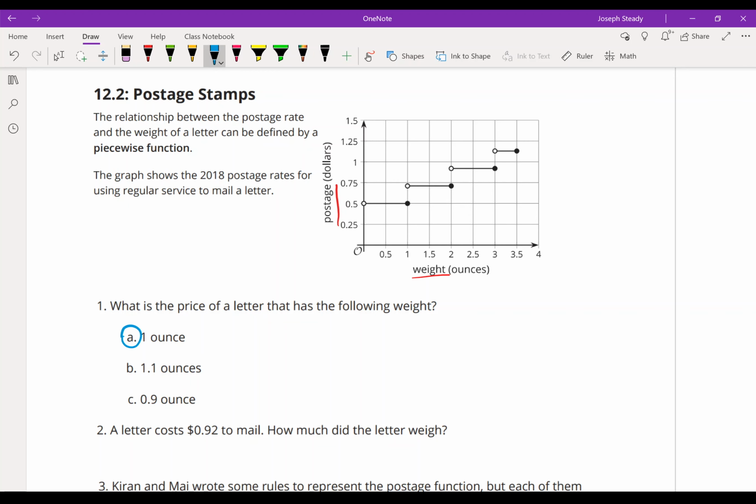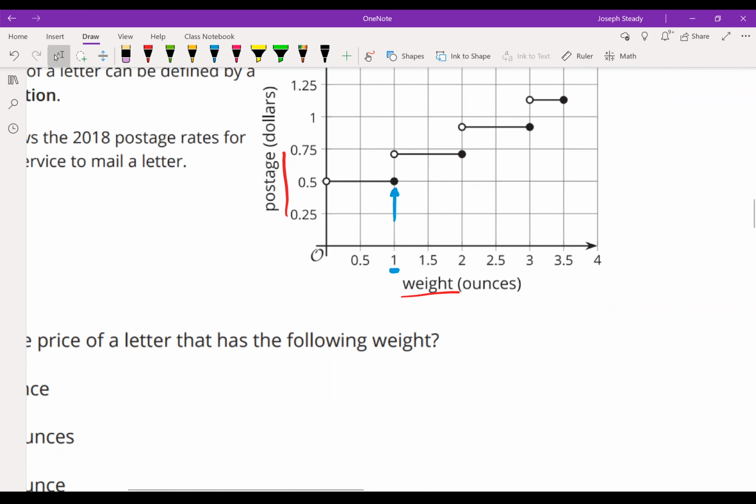So I'm going to use blue for this one. I come over here, I find 1 ounce on my ounces axis, it's right here, and I just scroll my eyes up until I find the graph. Now you'll notice there are actually 2 points right here. It looks at first like there are 2 points. There's the closed dot here, and then there's also the open circle right above it.